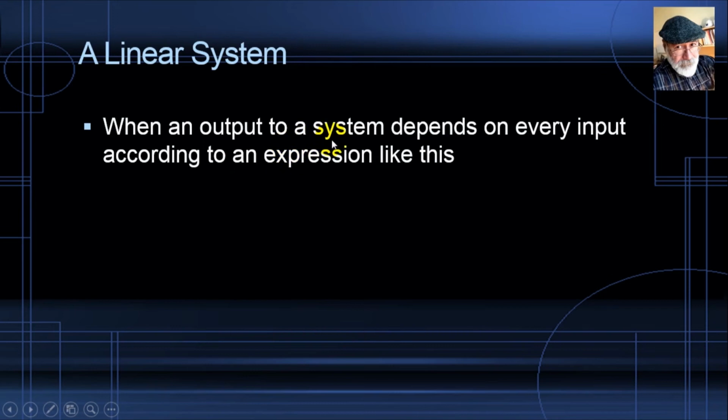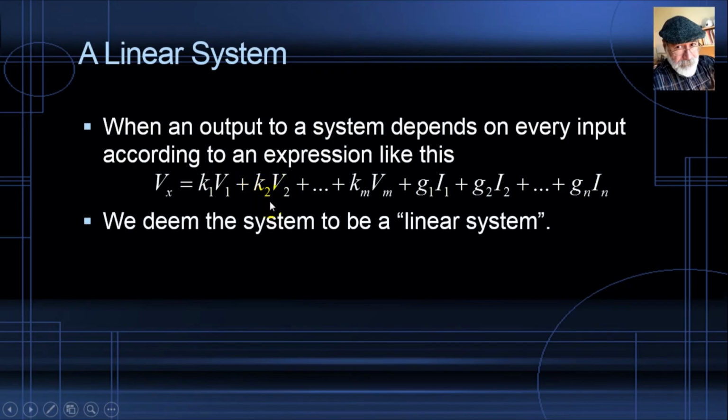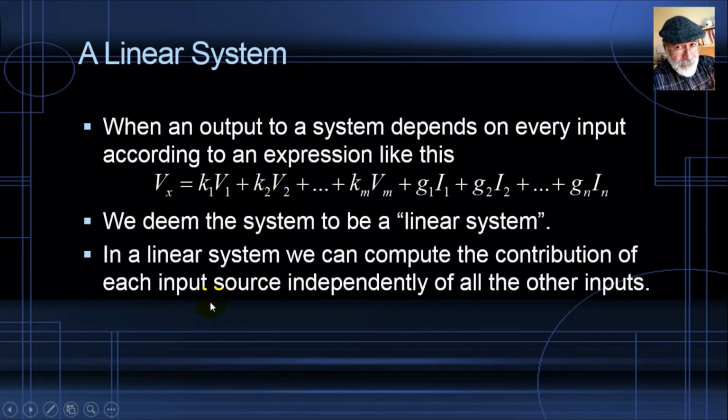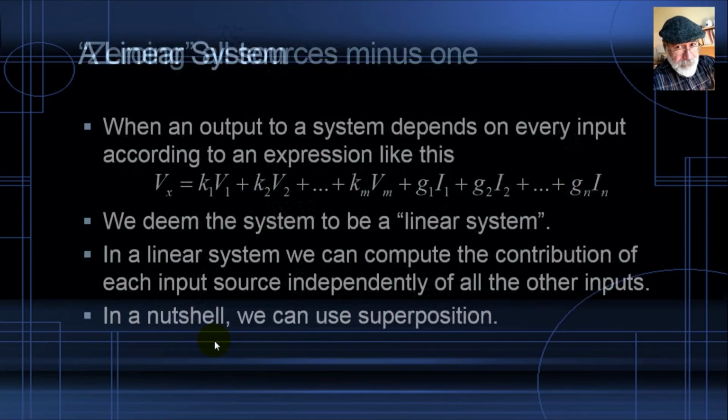When the output of a system depends on every input according to an expression like that, a linear expression, we say that that system is a linear system. In a linear system, we can compute the contribution of each one of the input sources independently of all the other input sources. In a nutshell, we can use superposition.